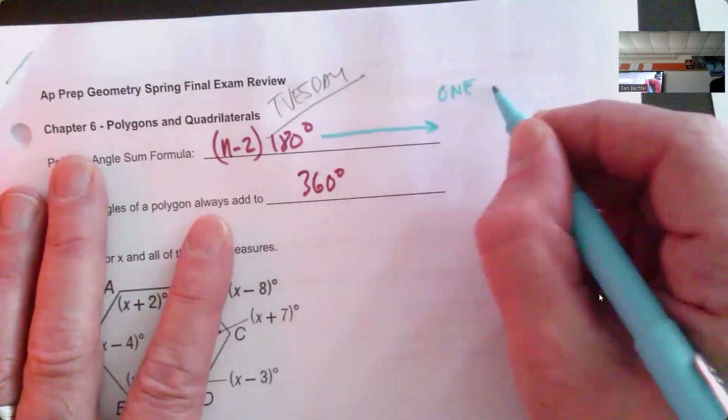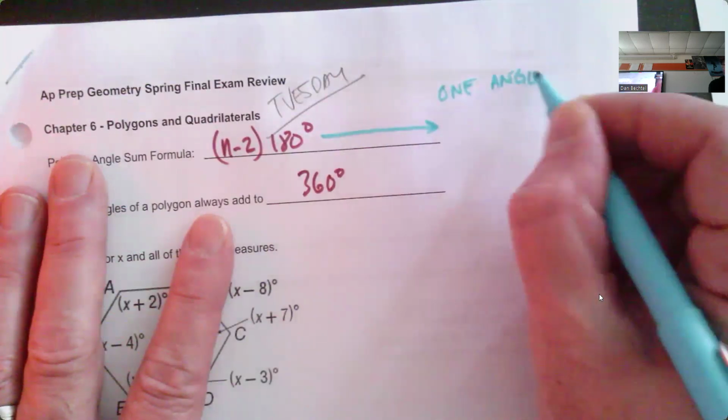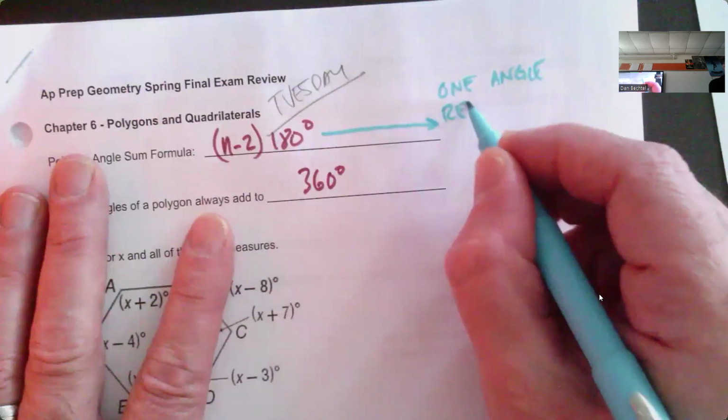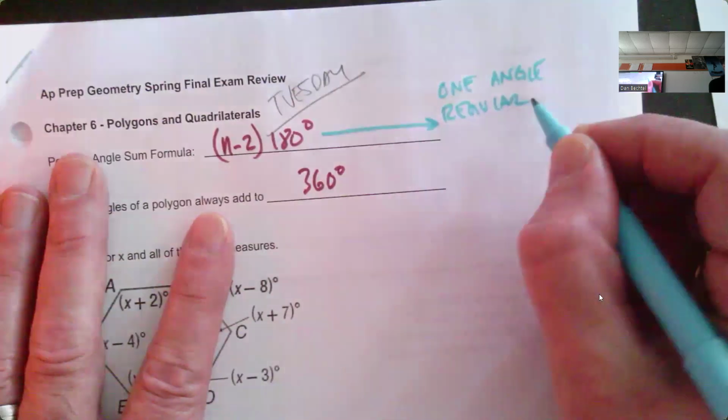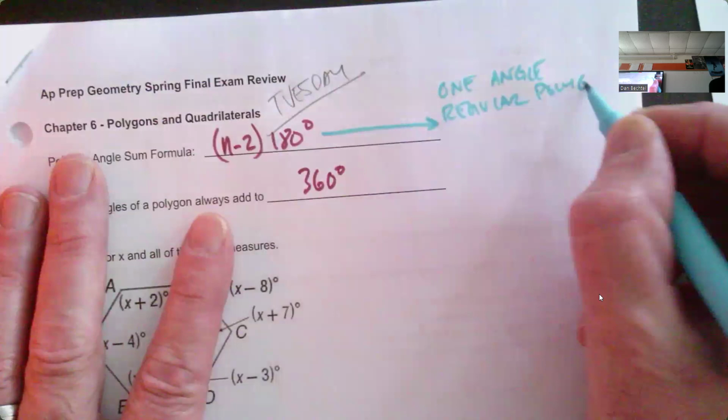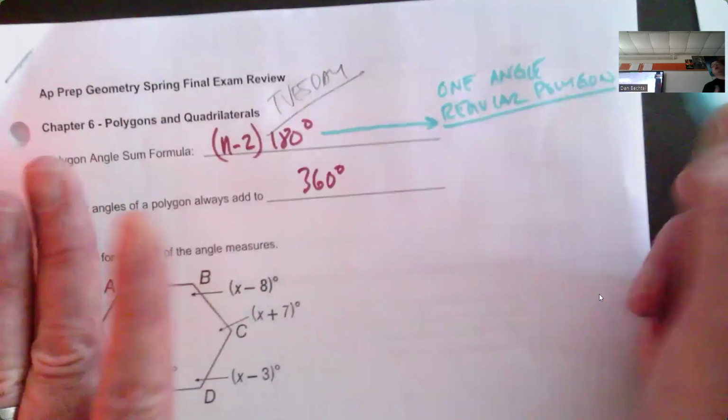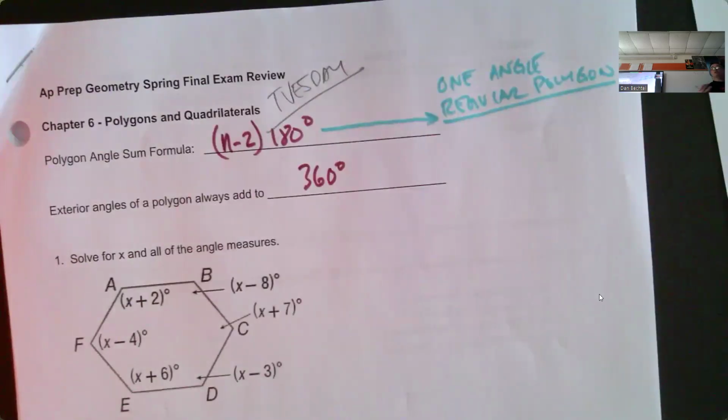Okay, underneath this, can you write one angle regular polygon? Well, here's what I mean. So regular polygon, we'll talk about in just a second, but a regular polygon is just a polygon where all the angles are the same, all the sides are the same, right? So a lot of times what they'll ask you to do is to find what is the measure of one angle as we do something like that.